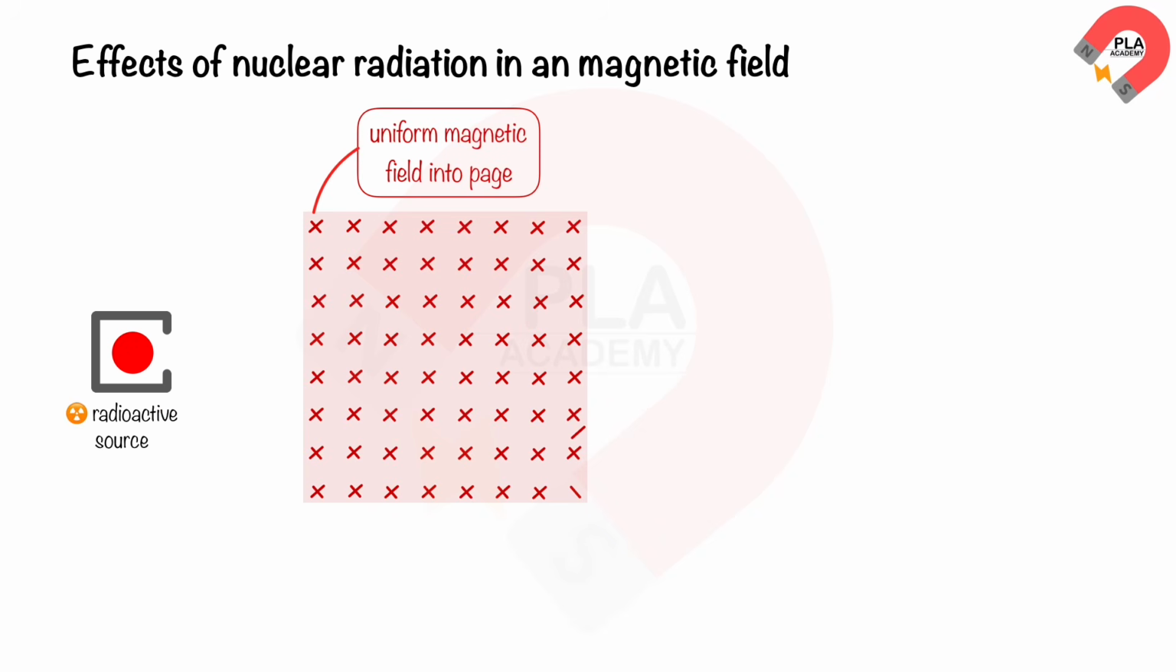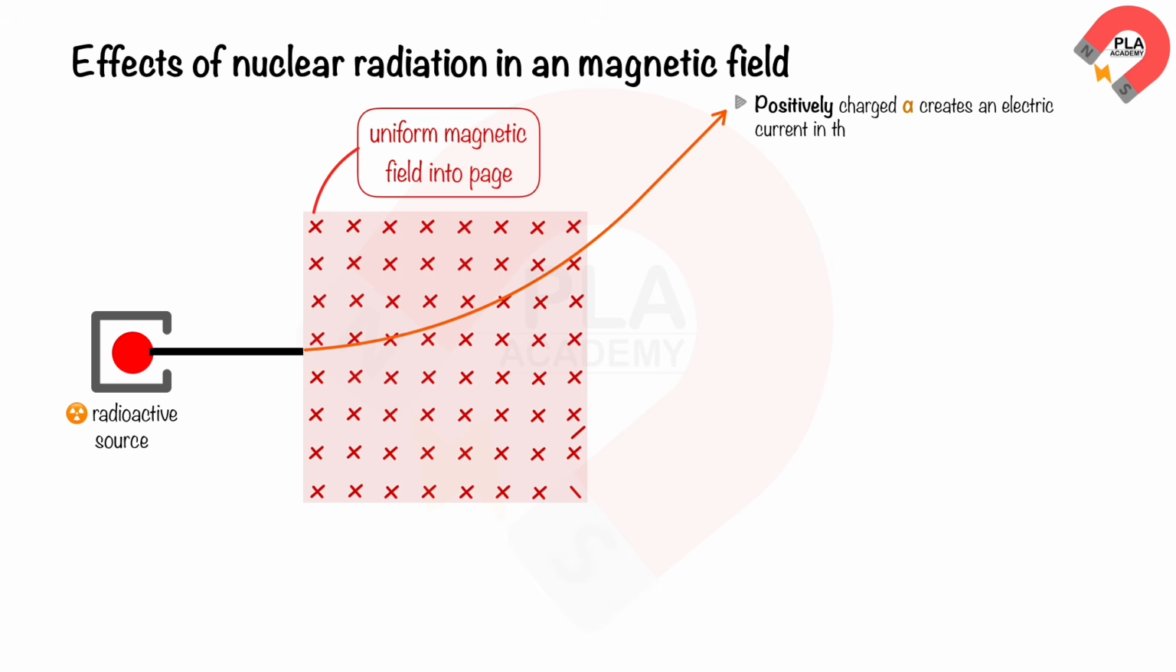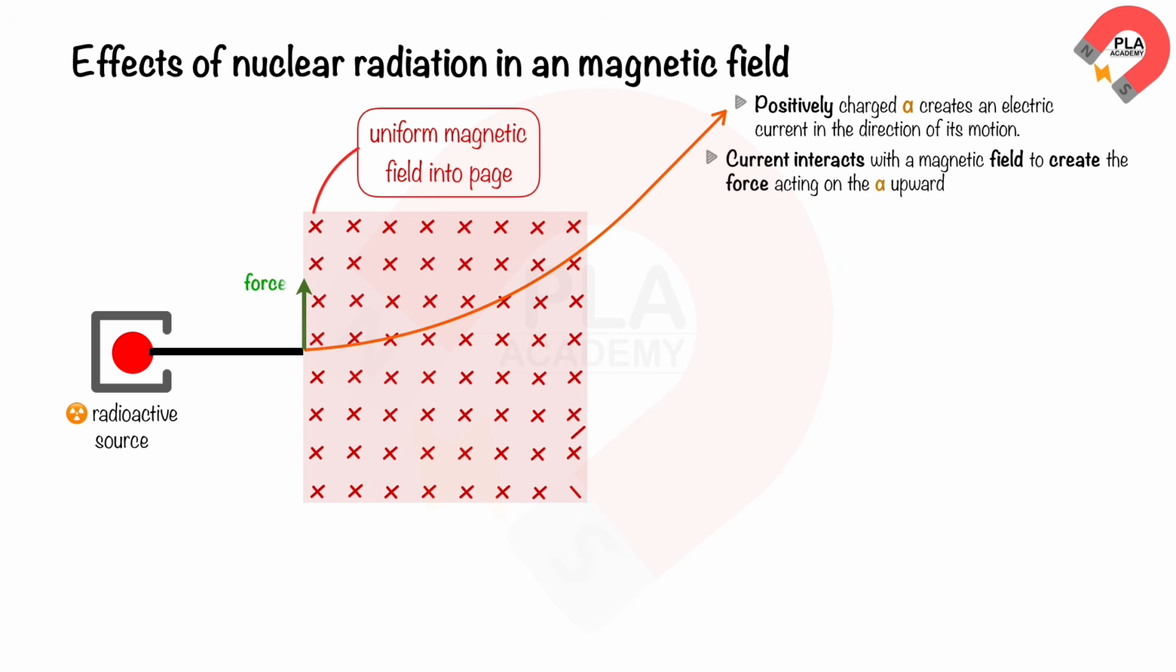Effects of nuclear radiation in the magnetic field. When a radioactive beam travels through a uniform magnetic field, pointing directly into the page, the different types of radiation separate due to their charges and masses. The alpha particles are deflected in a circular path upwards from the page. This is because the positively charged alpha particle creates an electric current in the direction of its motion. This current interacts with the magnetic field to create a force acting on the alpha particle upward, as it enters the magnetic field.